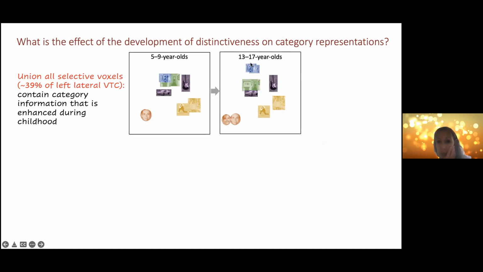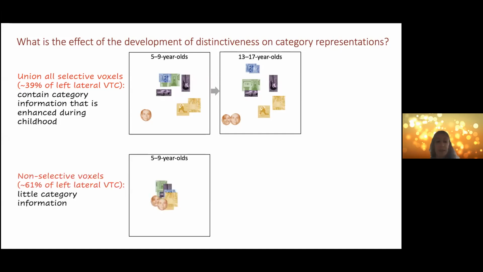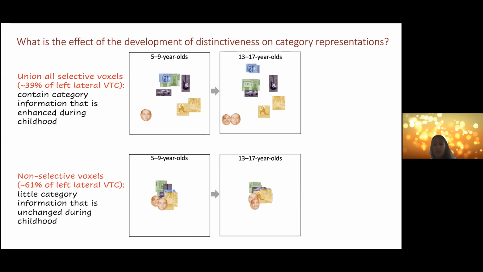In particular, you can see that the word and number representations become much more separated from the other categories. You can also see some changes in the face categories: in the young children, the two kinds of faces were overlapping, but there's a little bit of distinction now in the patterns for child faces and adult faces. If you look at the non-selective voxels of lateral VTC, there really isn't any clear category information in these voxels, and in addition, we see no developmental change. So this is kind of nice.